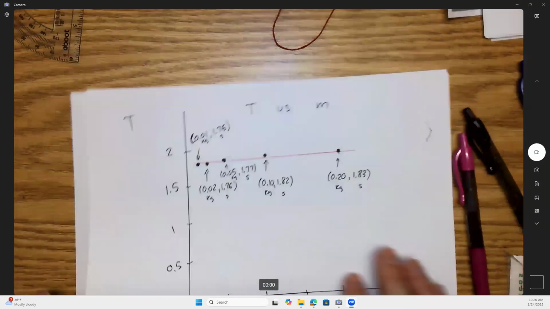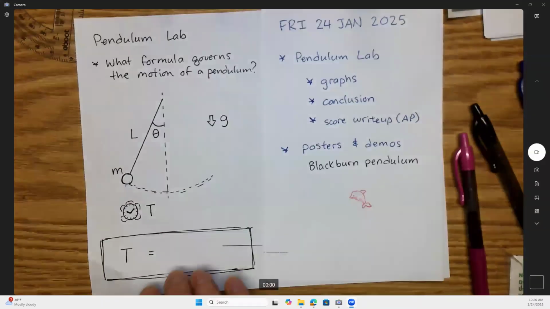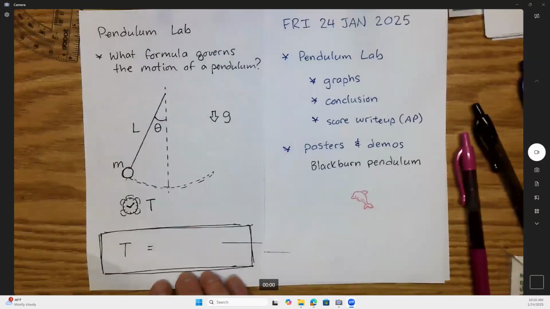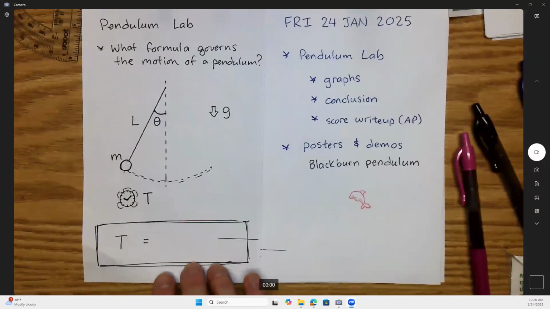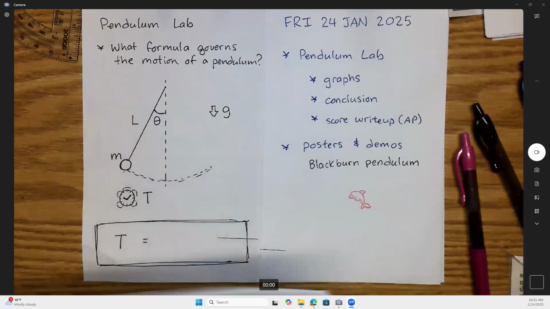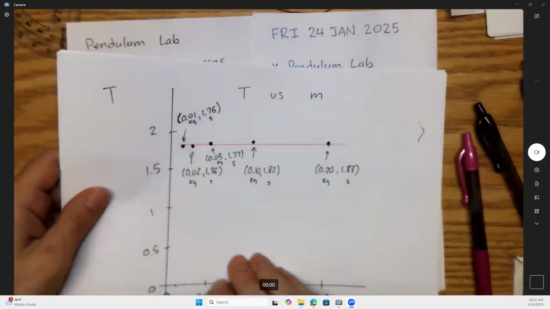So by the time we get to this master equation at the end, how does mass show up as a variable in this equation? It doesn't. Mass doesn't even show up here at all. All right, so one variable down.